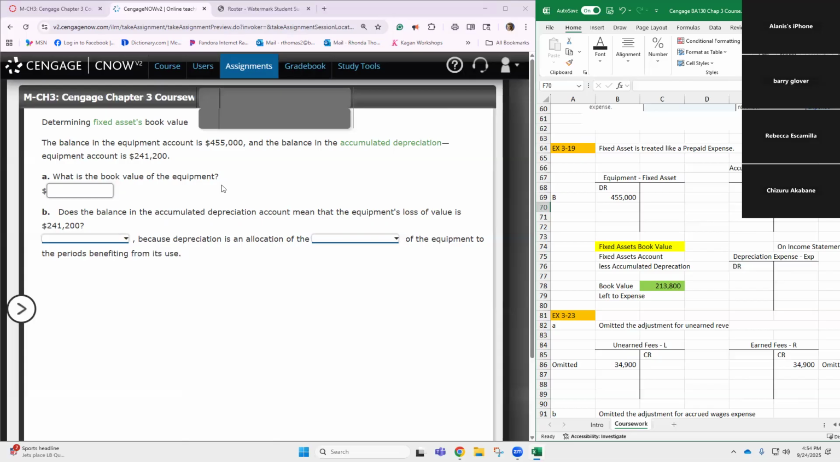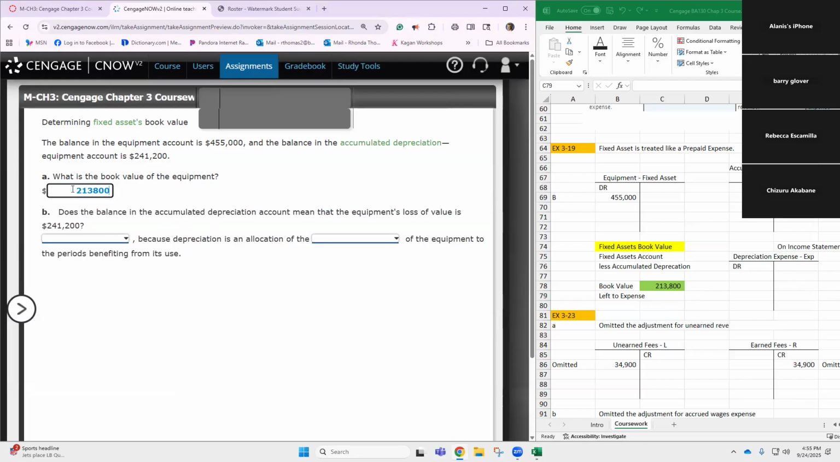So the book value for me, and I think I've got a little formula here. Yep, I've got a formula that takes the balance here and subtracts it. And my book value is what's left over to expense, what's left over to depreciate. I've got 213,800. So this is the answer, 213,800. This comes in over here, this comes in here. So that's how much we have yet to depreciate.